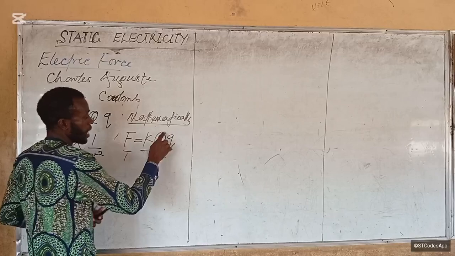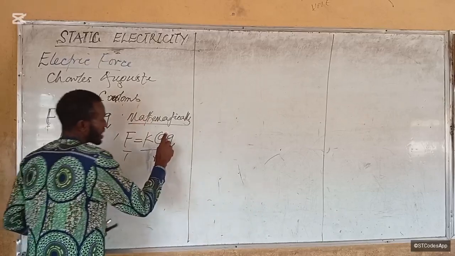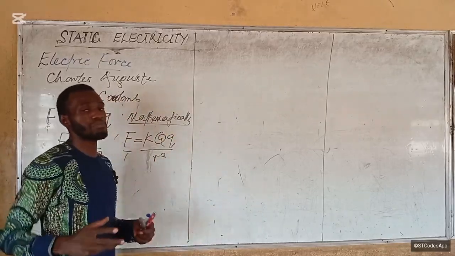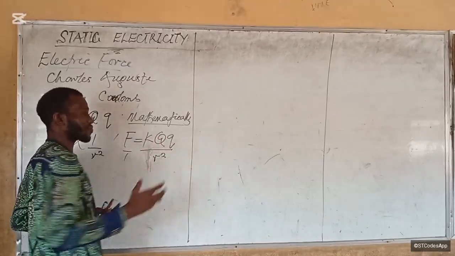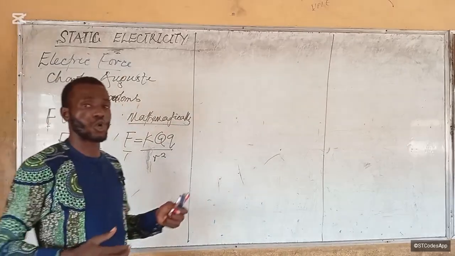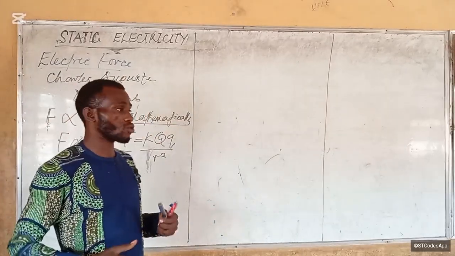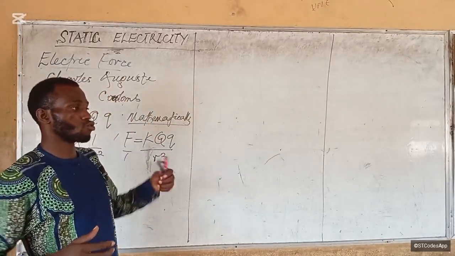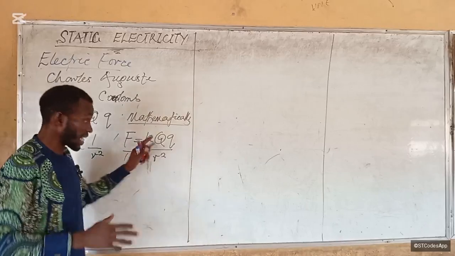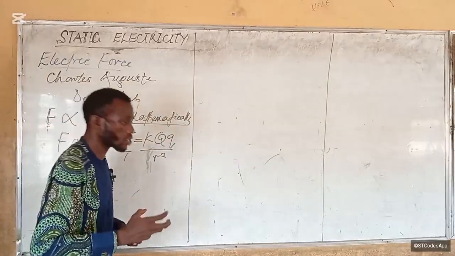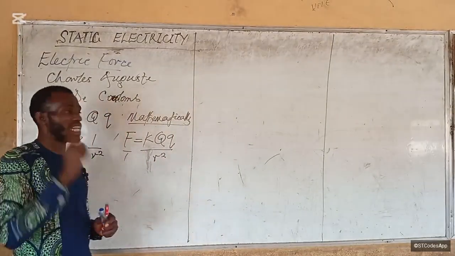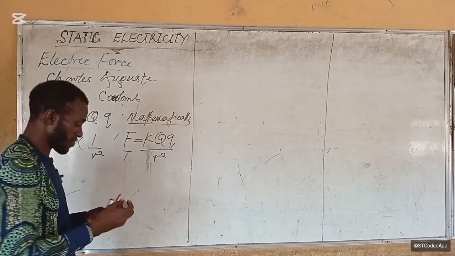Now, the implication of that is that as the magnitude or sizes of the charges increase, say for example, it goes from 3 microcoulomb to 1 millicoulomb, or to 2 millicoulomb, as it's increasing like that, the magnitude of the force will also be increasing in like manner. All right, so this is what we have, therefore.